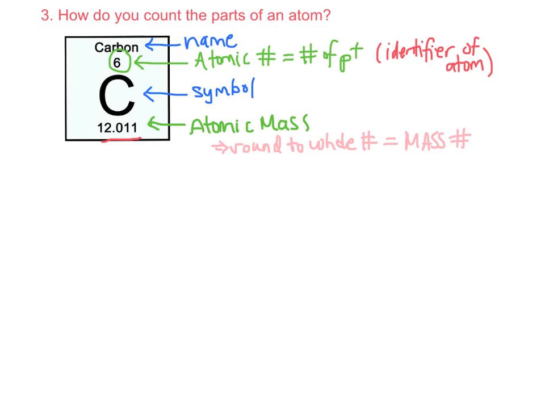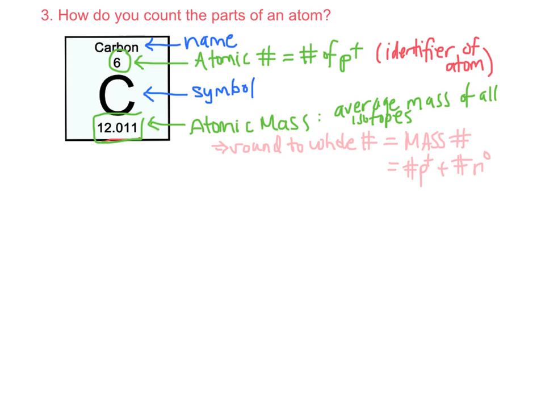And the mass number is an important number because the mass number is equal to the number of protons plus the number of neutrons in an average carbon atom. But as it stands, that number is a decimal number, the atomic mass, because it's actually the average mass of all the isotopes of that particular atom. And we'll talk about what an isotope is here in a second. For now, you need to know how to round that number to a whole number to get a mass number so we can count the parts.